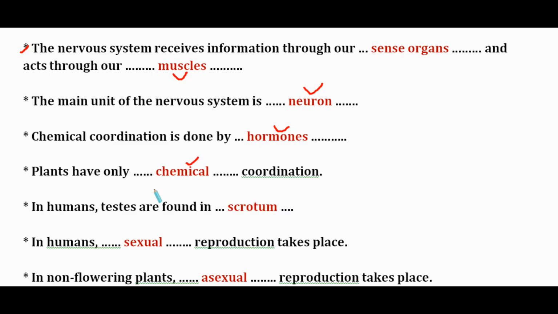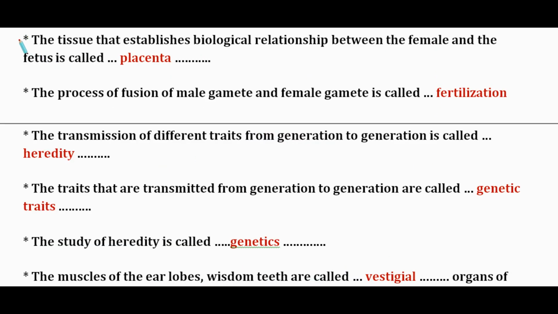Plants have only chemical coordination. In humans, testes are found in the scrotum. In humans, sexual reproduction takes place. In non-flowering plants, asexual reproduction takes place. The tissue that establishes biological relationship between the mother and the fetus is called placenta. The process of fusion of male gamete and female gamete is called fertilization.